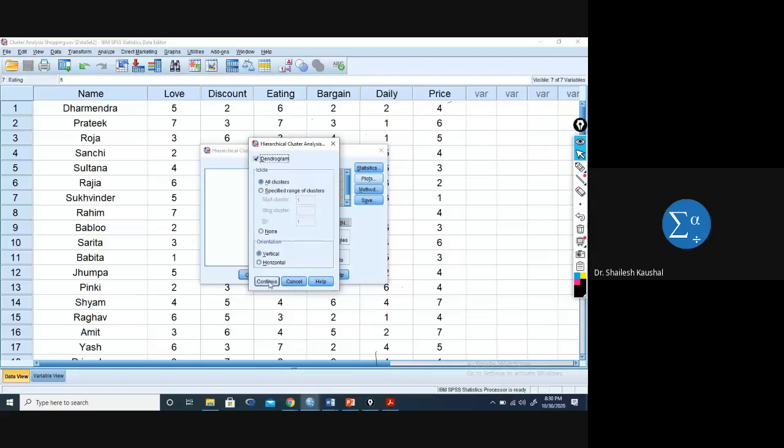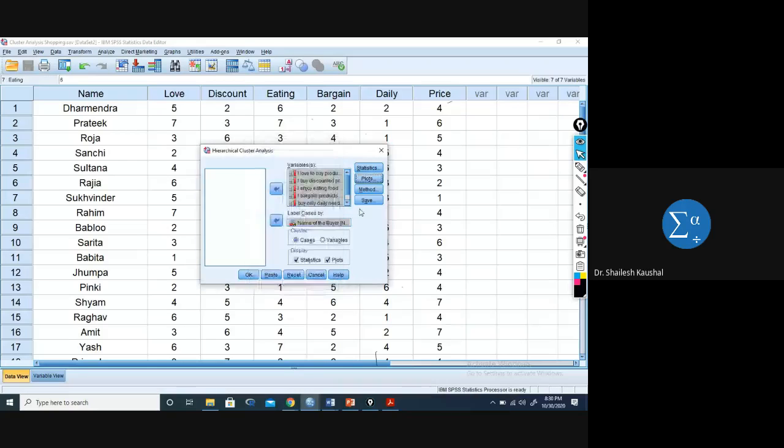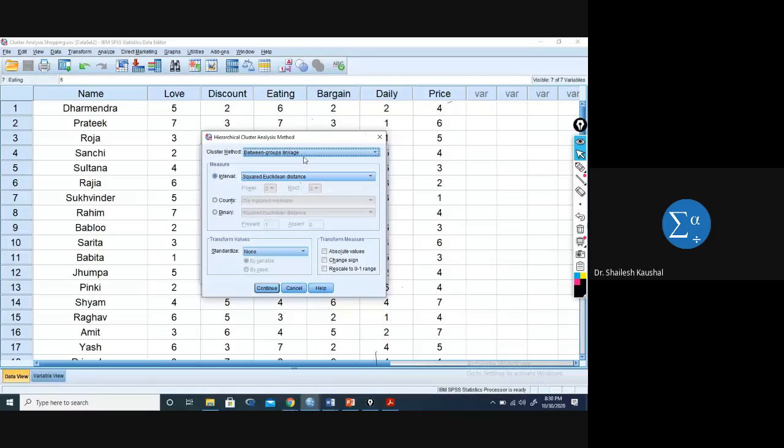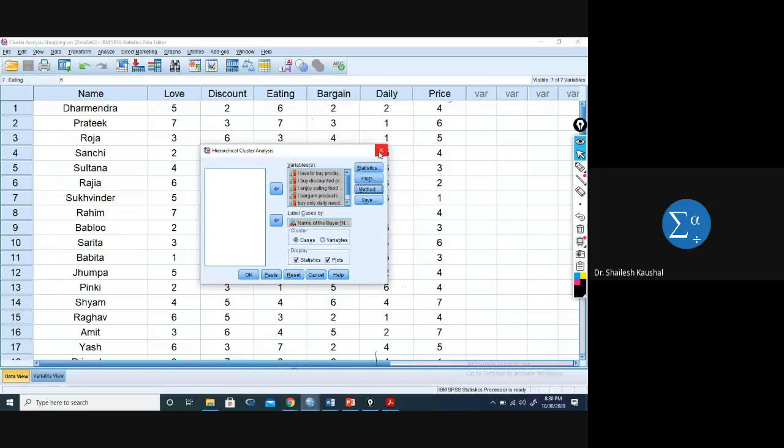Then method. There are many methods; I'm using Ward's method here. These are the methods: centroid clustering, median clustering, furthest neighbor. You can go through the book by Hair and Anderson for detail. I'm selecting Ward's method, and then squared Euclidean distance, and then continue. After continue I will click okay, but I am performing it again.